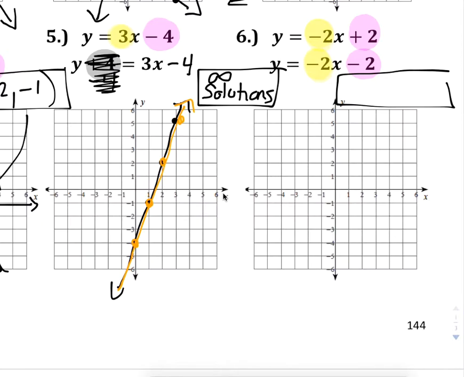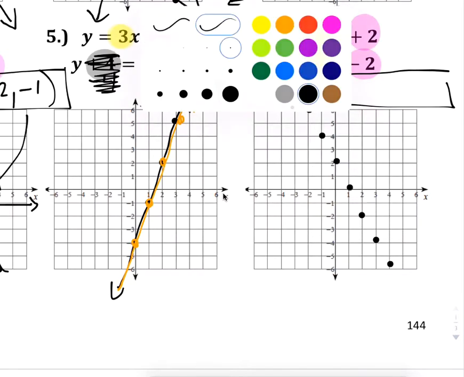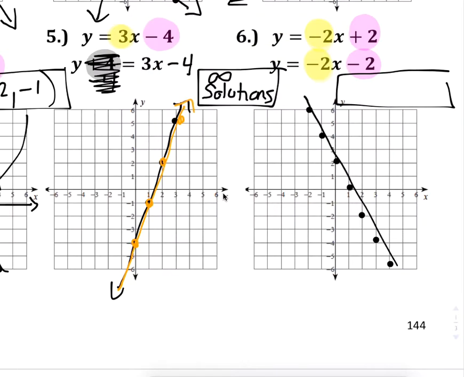All right, number 6, first equation, we are going to start at 2. We're going to go down 2, right 1 because it's a -2 slope. Go ahead and graph your first line. Pause it if you need more time. And then we're going to graph the second line. We're going to begin at -2 and do the same slope, down 2, right 1.